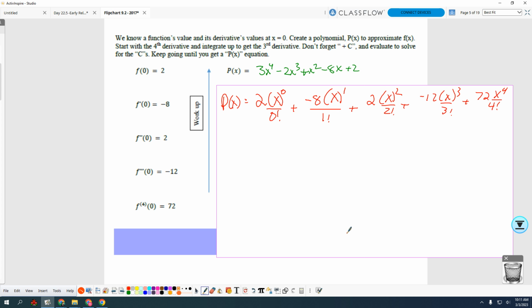Does this come out to the same thing? What is 0 factorial? 1. It's one. Yes.